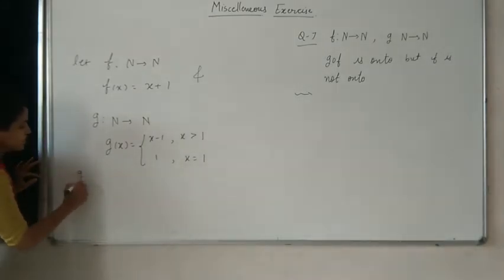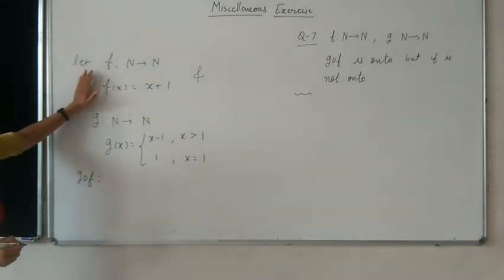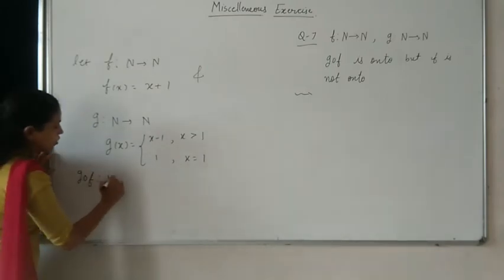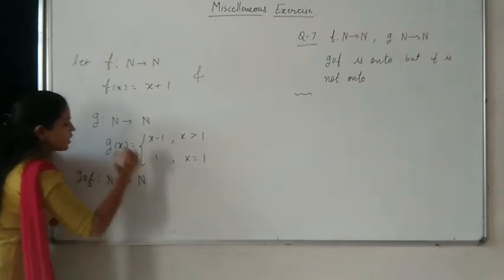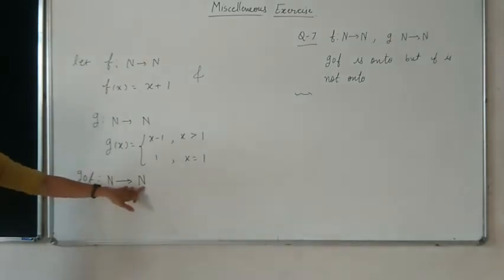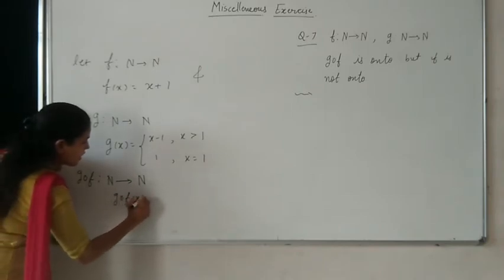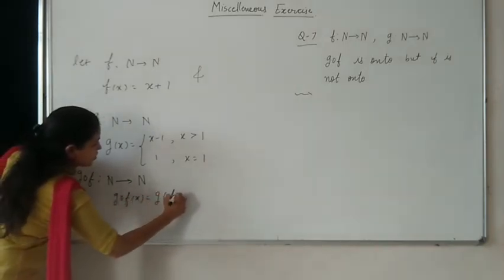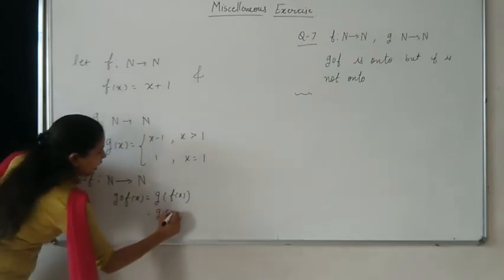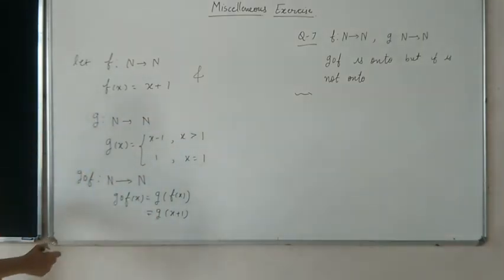So let me define g composition f. Now you know that it is from A to C. Here A, B, C are equal to N, so that's why it's a function from N to N. So this is our g composition f, a function from N to N, and let me define g composition f of x. That is g of f of x. Now what is your f of x? x plus 1. Okay, g of x plus 1.